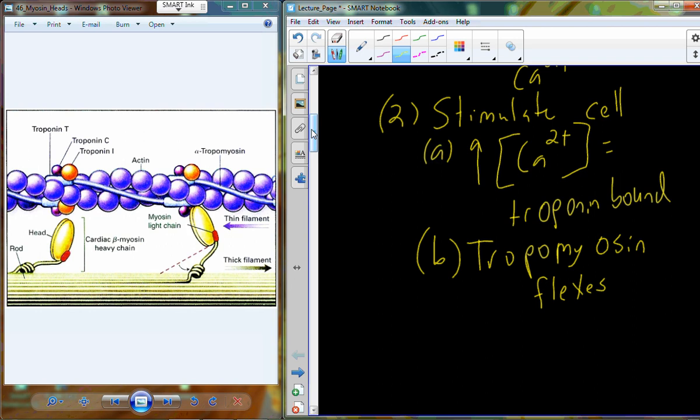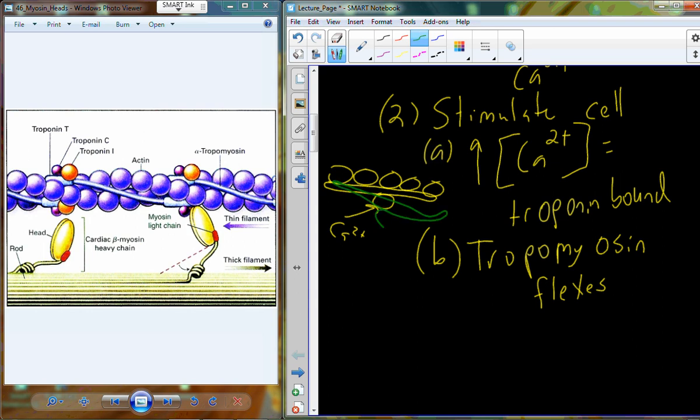So if I were to redraw this in a little bit simpler detail, the circles represent actin. Normally, those binding sites are blocked by tropomyosin that's attached to troponin. Now we have calcium that comes in and interacts with the cell. In green here is what happens after calcium binds.